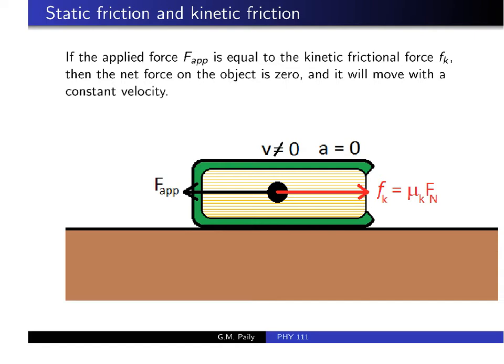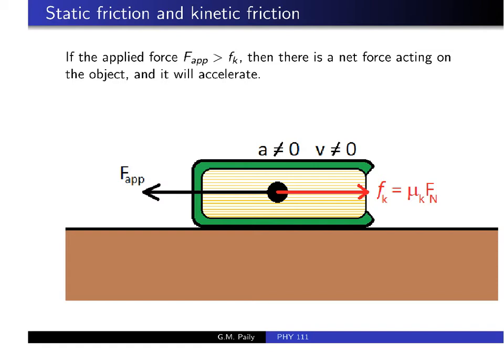So, if the applied force is then reduced to become equal to the kinetic frictional force, then the net force on the object is 0, and it will move with a constant velocity. If the applied force is greater than the kinetic frictional force, then there's a net force, and it will accelerate.